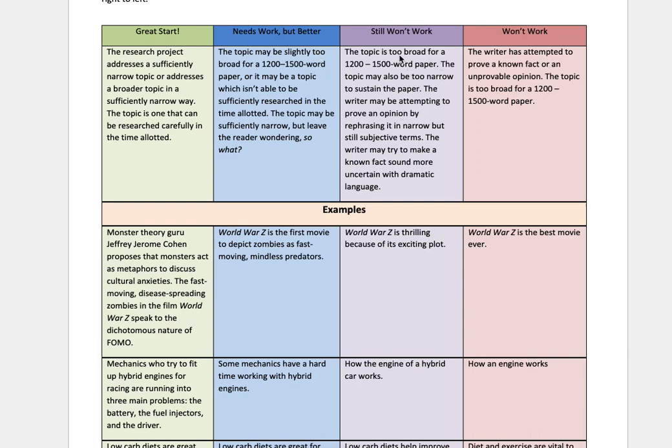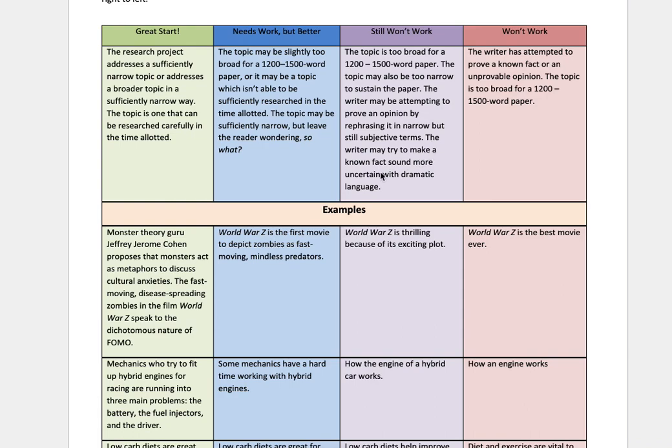So in this case, in addition to things being too broad, it can also be too narrow, if it's something that's too subjective potentially, or someone is trying to narrow down too much, which isn't usually the problem I see. I usually see people taking on too big of a topic for such a short paper. You may also have someone trying to prove a subjective opinion by rephrasing it. So in the case of World War Z is thrilling because of its exciting plot, this is circular reasoning because the words thrilling and exciting are synonyms. So it's thrilling because it's exciting because it's thrilling, if that makes sense.